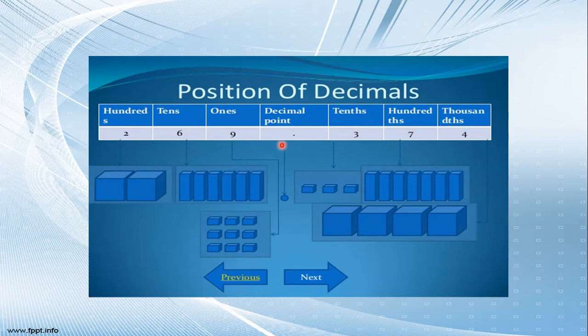269.374. Keep in mind that after the decimal each and every digit has to be read separately. I repeat, this is how you have to read the number in decimal way. 269.374. Clear?